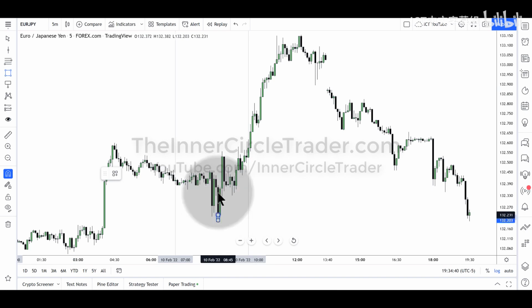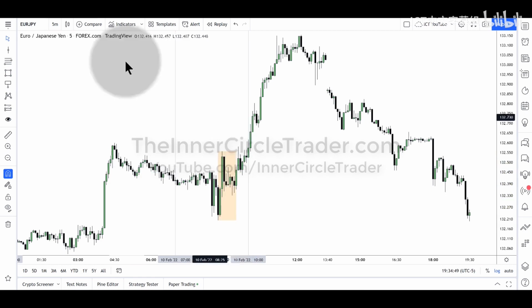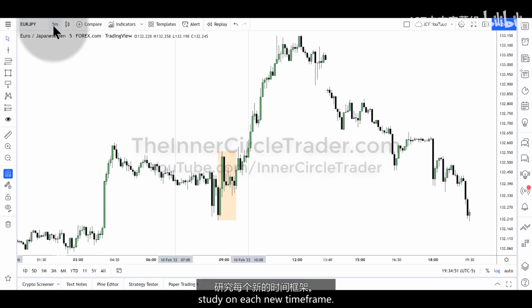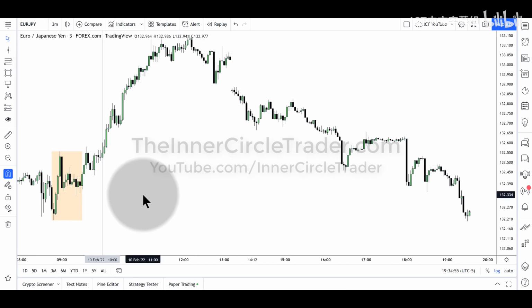So from this low up to this high, right in there, that's what we're going to study on each new time frame. So we'll go down to 3-minute.